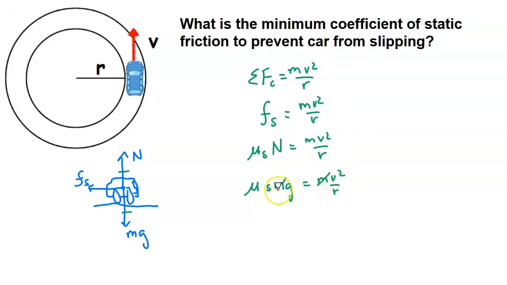We can cancel out the m's, and now we're looking for the coefficient of static friction, which is going to be equal to v squared over gr, as I move the g over to the other side. This is the minimum coefficient of static friction to be able to prevent the car from slipping.